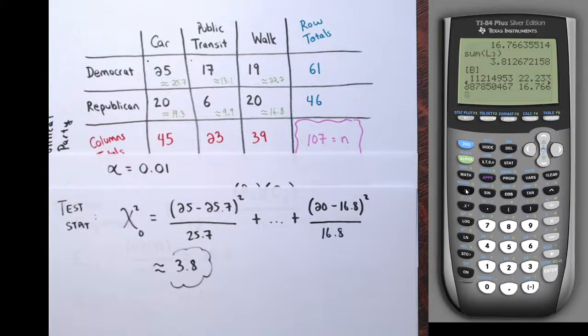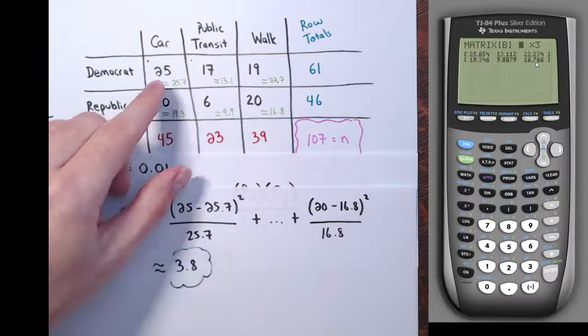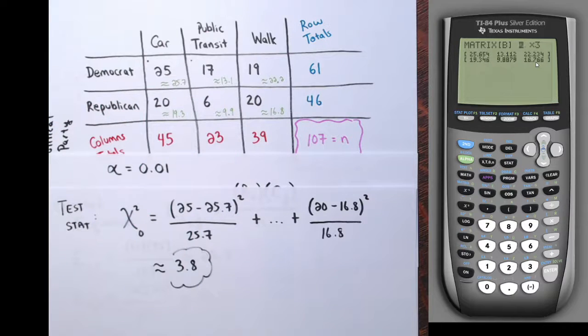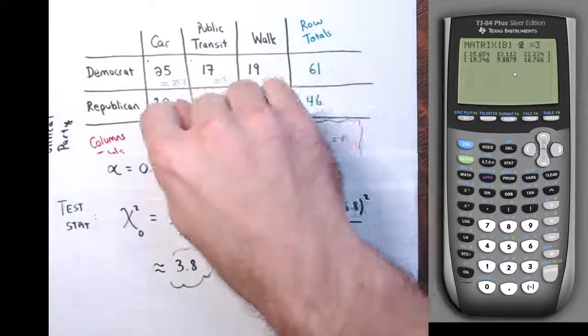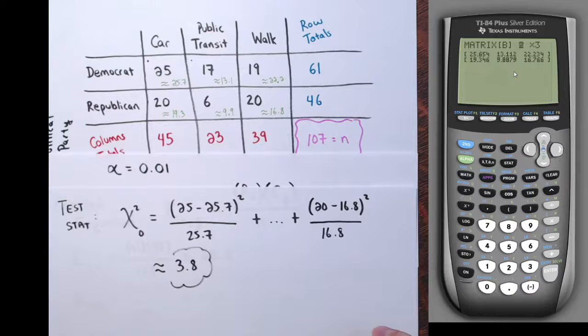Or you could also go over to the edit area down to matrix B, and you can see them here as well. This is probably easier actually. So you see all the 25.7, 19.3, 13.1, 9.9, 22.2, and 16.8. Exactly the values I got earlier without all the typing. All I had to do to find this was type in that matrix of observed values and run that chi-squared test. And then this matrix of expected values will pop up automatically. It's a beautiful thing.